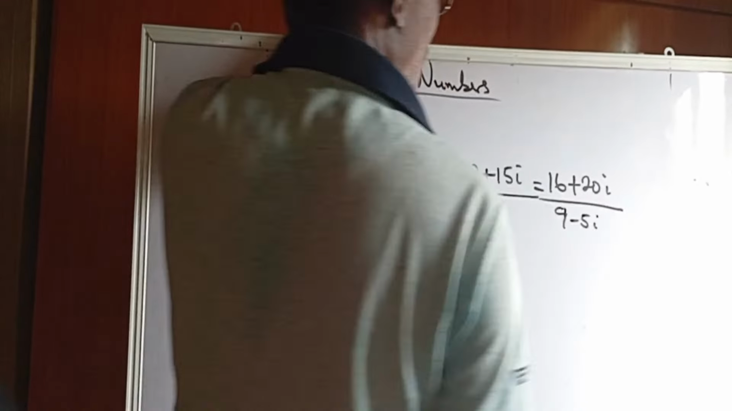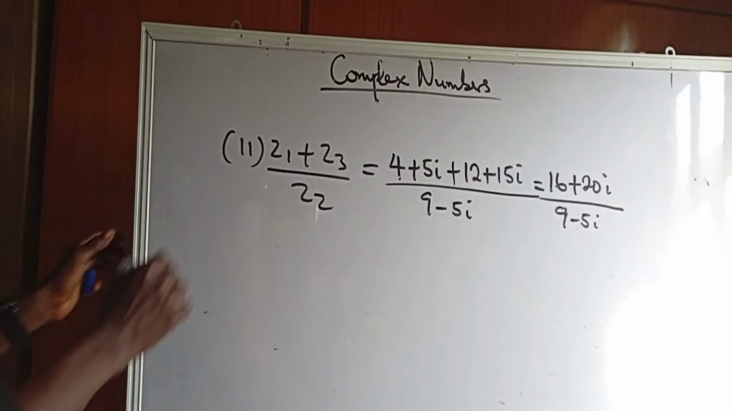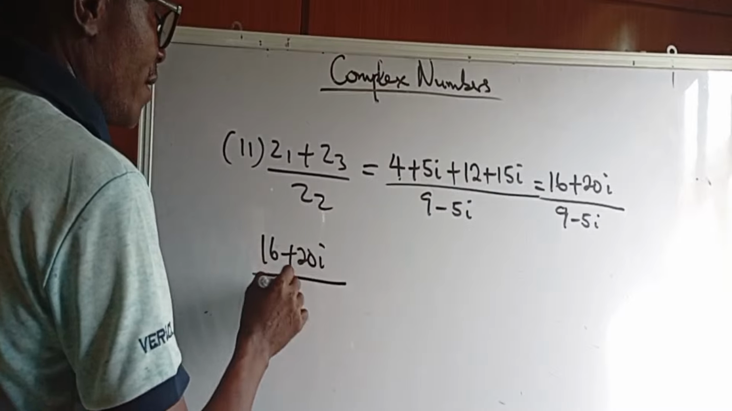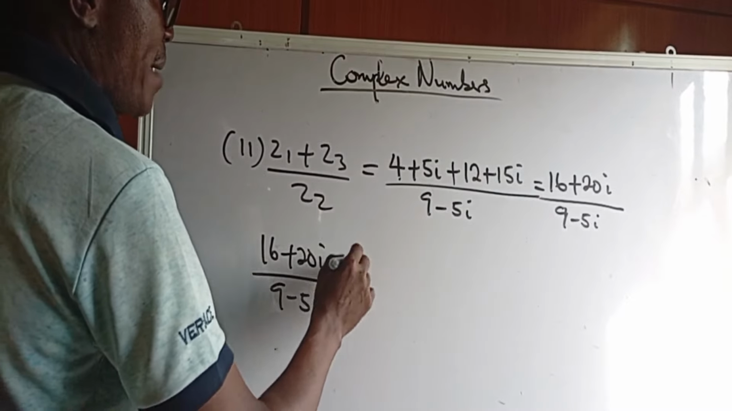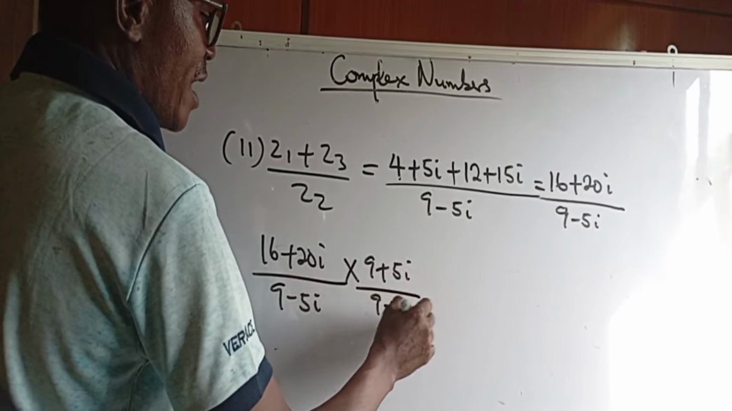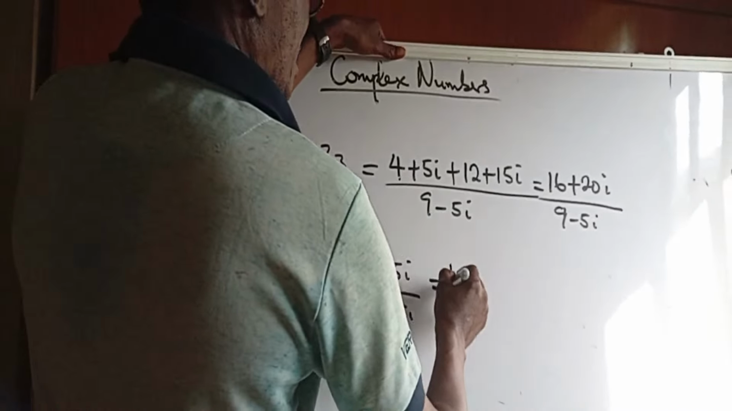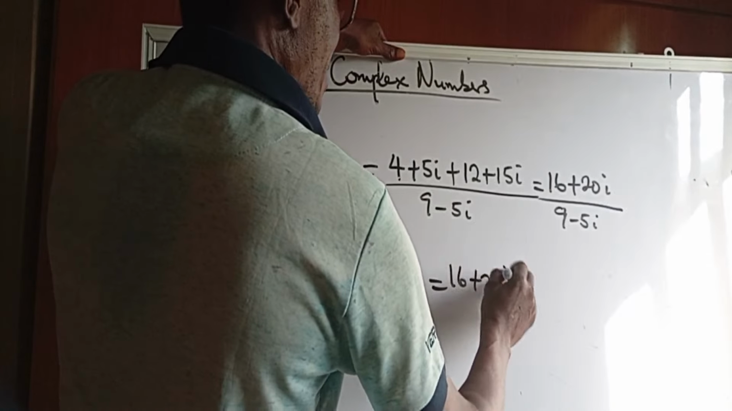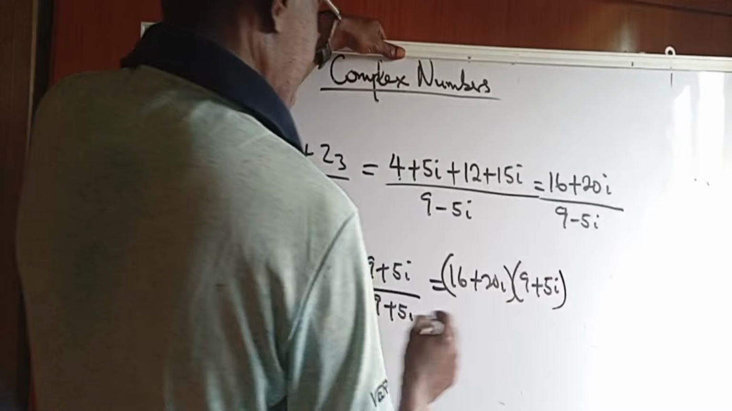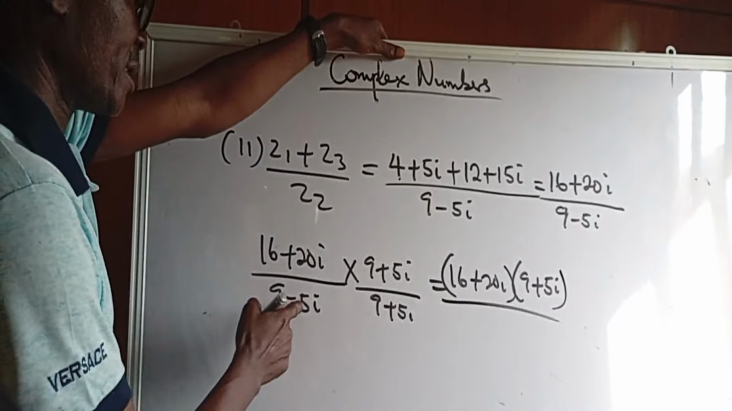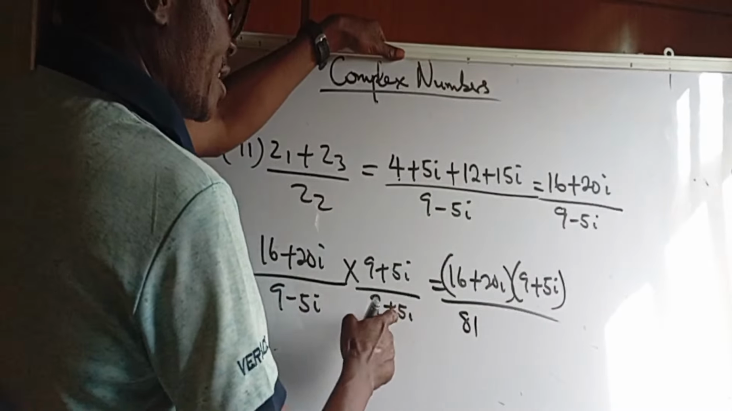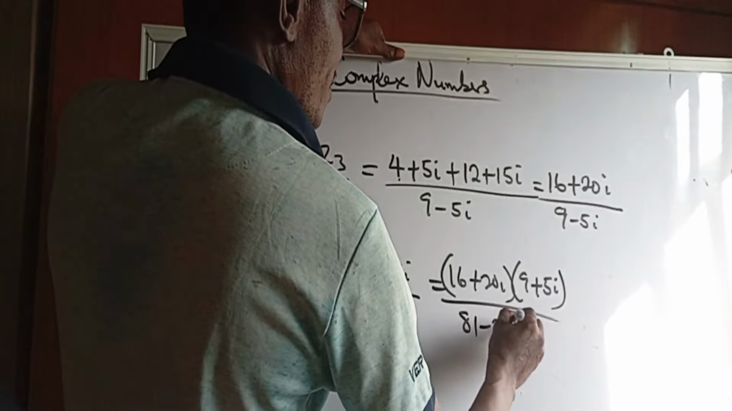So 16 plus 20i all over 9 minus 5i. We still have to rationalize. So now rationalize. That is 16 plus 20i all over 9 minus 5i times 9 plus 5i all over 9 plus 5i. Which is what? 16 plus 20i, put it in bracket like this, times 9 plus 5i, all over. Don't waste your time. 9 times 9 is 81. Minus 5 times plus 5, that's minus 25i squared.